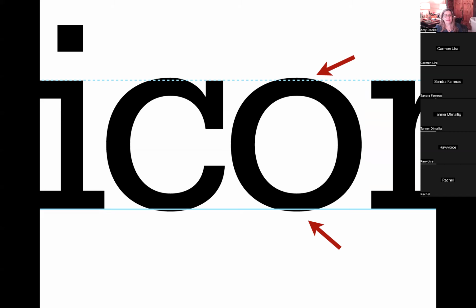Well, this is called overshoot. And the reason we need overshoot is that if we made the rounded letters the exact same height as their neighbors here that have these nice hefty slab serifs, they would feel smaller.